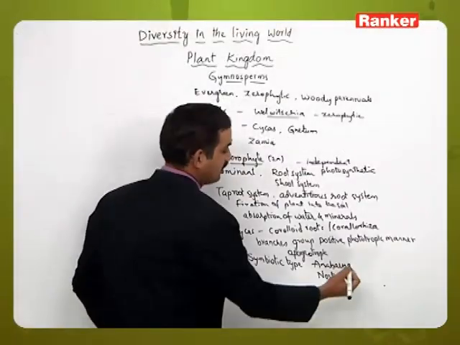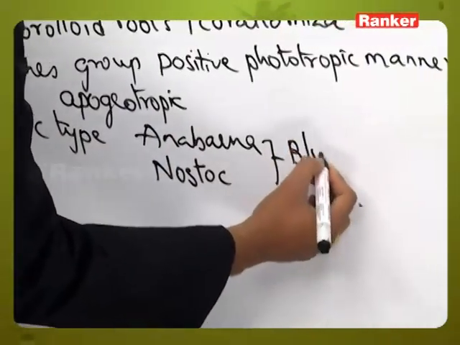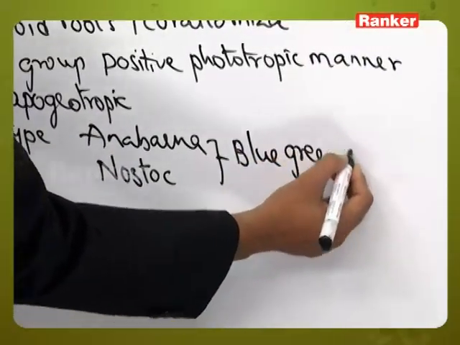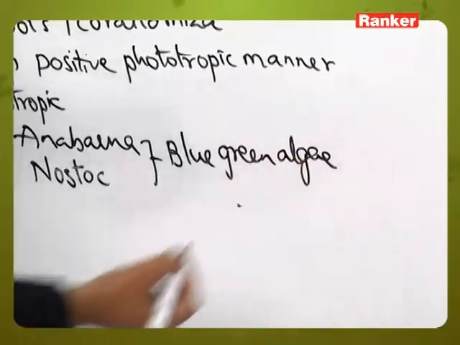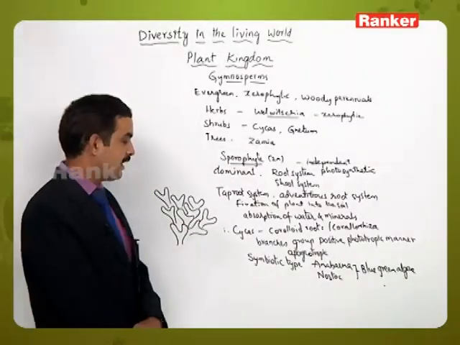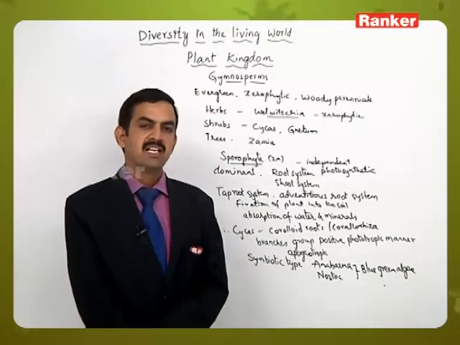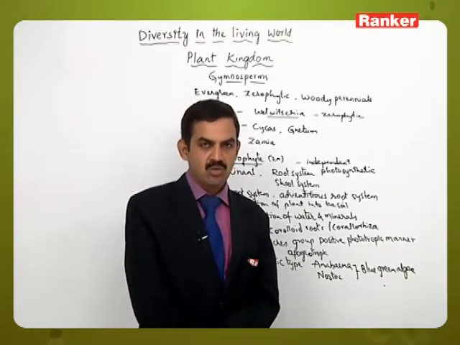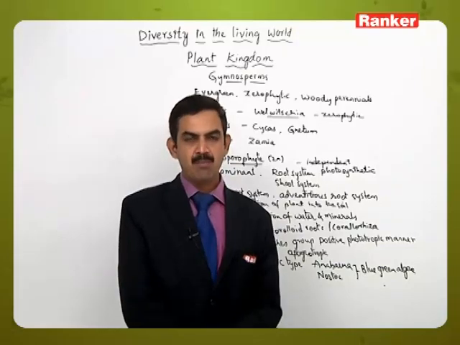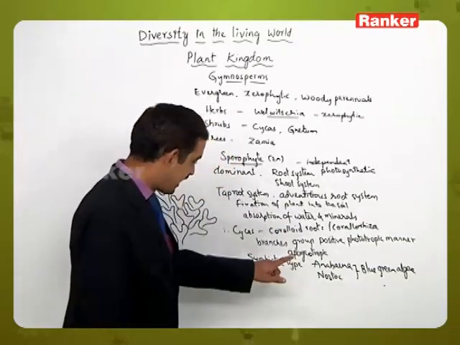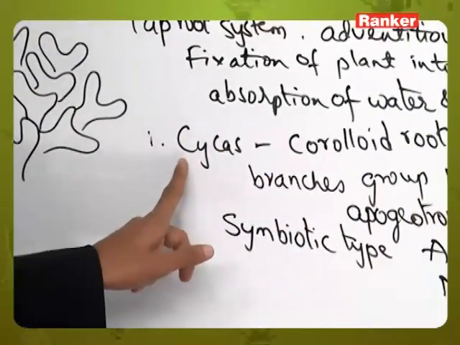So these are the two examples for blue-green algae, and these are generally present inside the coralloid roots. And Anabaena and Nostoc have a dinitrogenase enzyme. They fix the molecular nitrogen and convert it into the available form of nitrogen. That available form of nitrogen is provided to the Cycas plant.